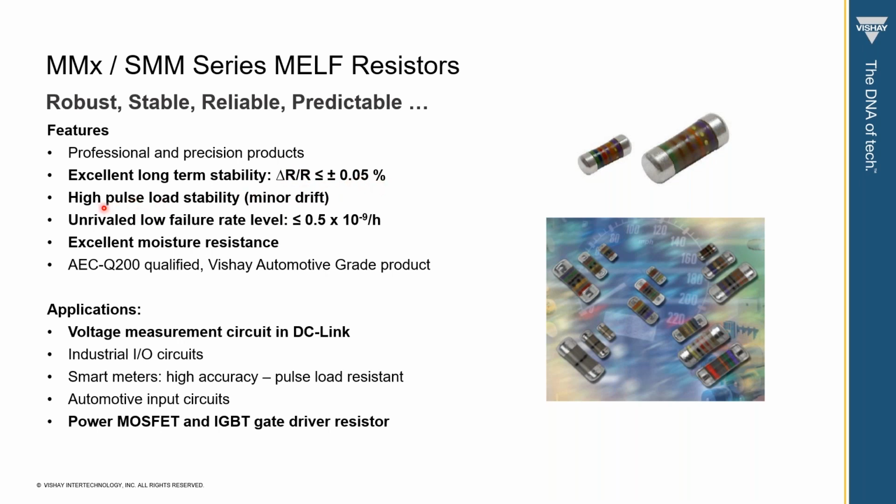And this can handle high pulse stability, which means they have minor drift, a very low failure rate, and a certain measured resistance behavior. The application is we can use it for voltage measurement in the DC to DC circuit and also as a power MOSFET or IGBT gate driver resistor.